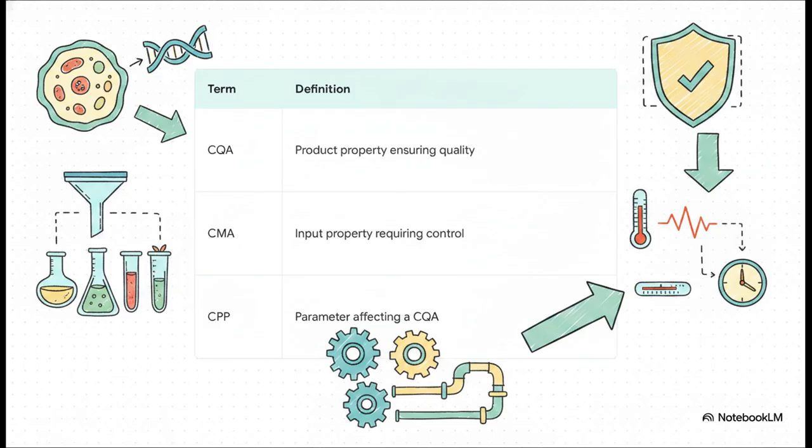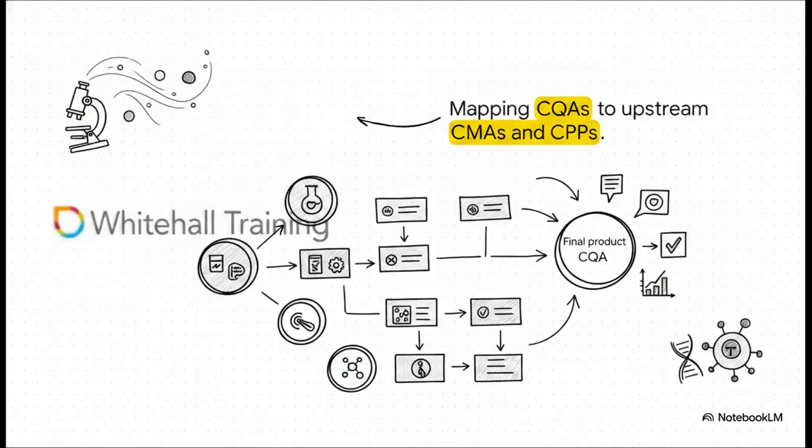And third, CPP, Critical Process Parameter. A CPP is a parameter in your actual manufacturing process, like temperature or hold time, where if it varies, it directly affects a CQA. Simply put, if a process parameter impacts your final quality, it's critical, and you have to monitor and control it. Let's jump back to our Asteria case study to see how this plays out in practice.